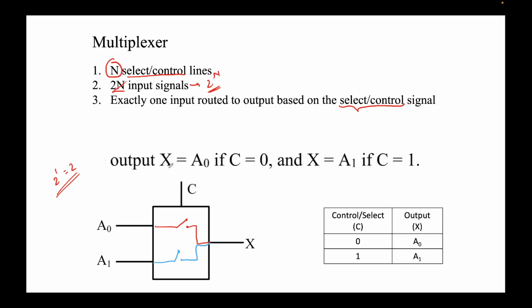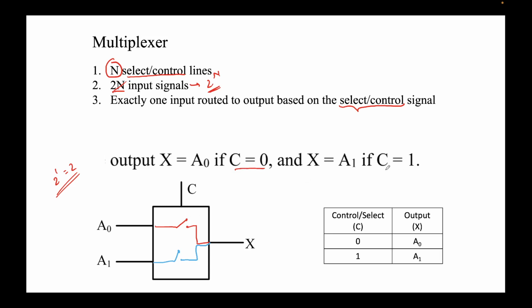And it is given that output X is A0. So when will A0 reach? A0 will reach X when C is 0. This is written here. So when C is 0, this means this switch will become closed. This is just an illustration. There is no switch in between. I'm just saying it for the sake of simplicity.